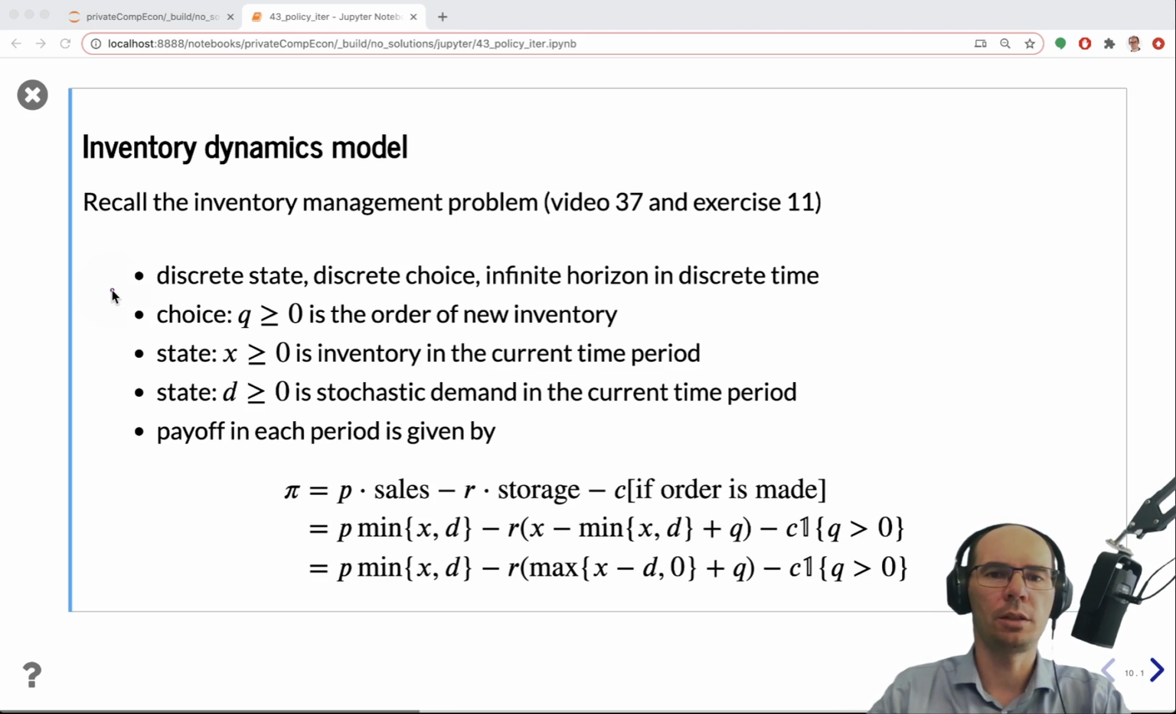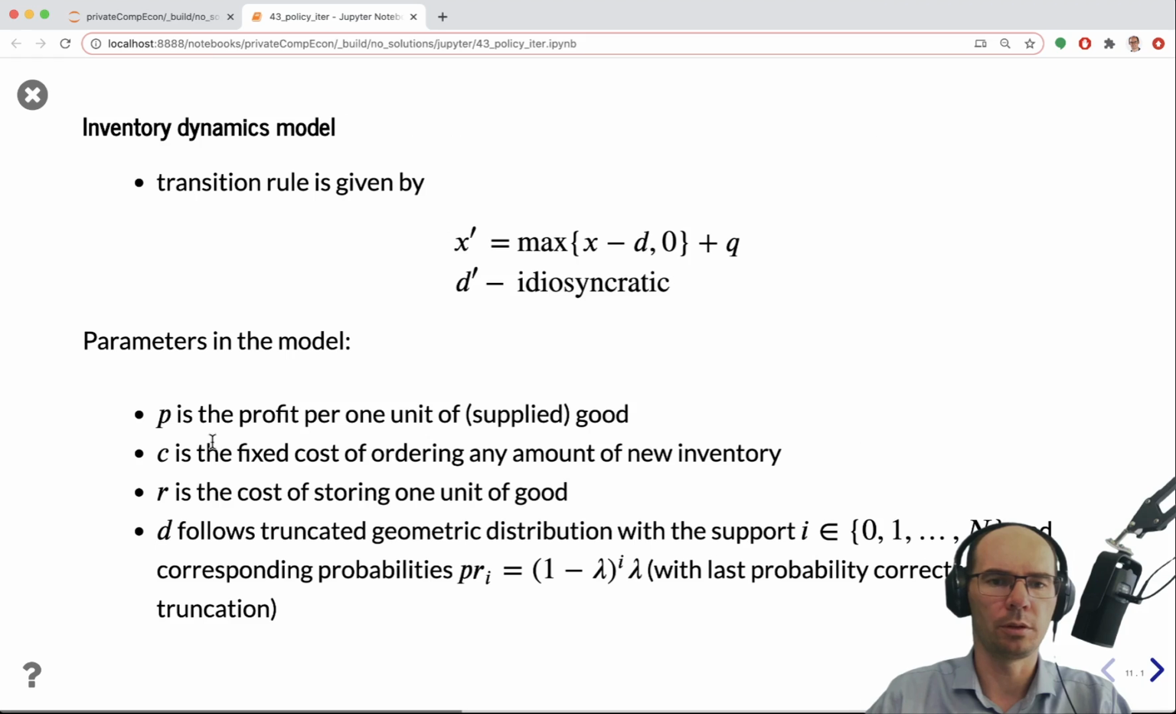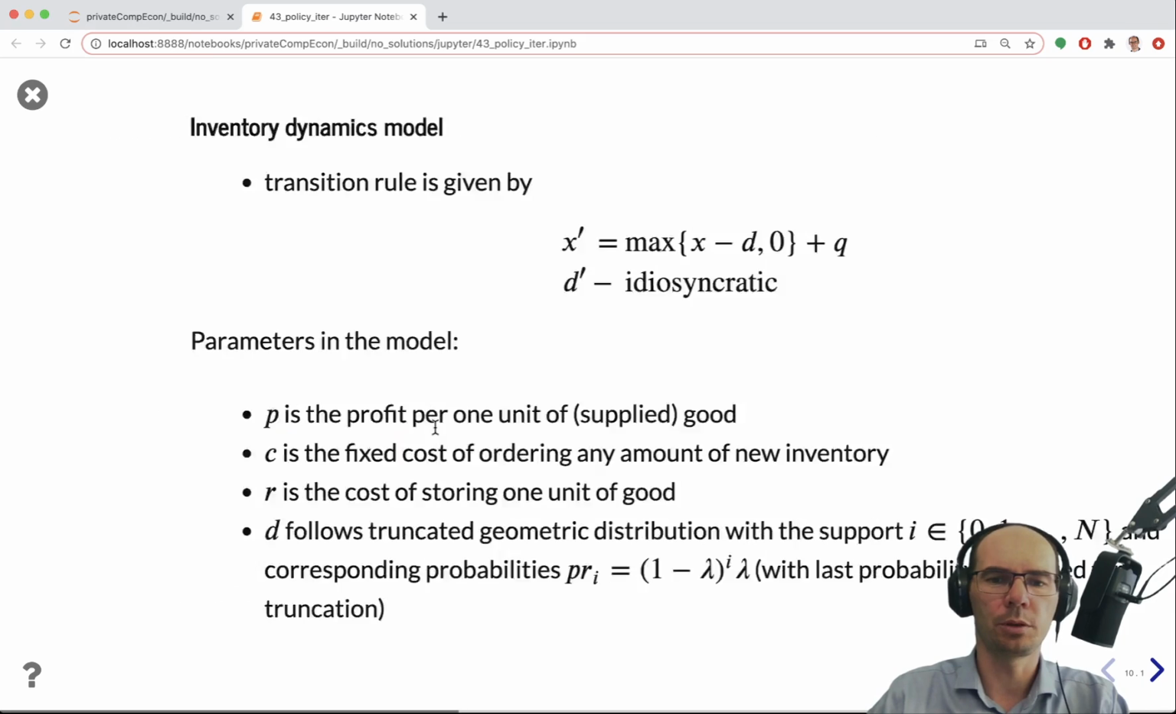So we have a discrete state, discrete choice, infinite horizon problem in discrete time. The choices are these orders of new inventory. The state space is the inventory that we start the period with, and there is some stochastic demand in each period, which realizes before we make a new order. And the payoff is just the profits that we earn, right? So it's the parameter p, which is the profit per one sold unit of product.